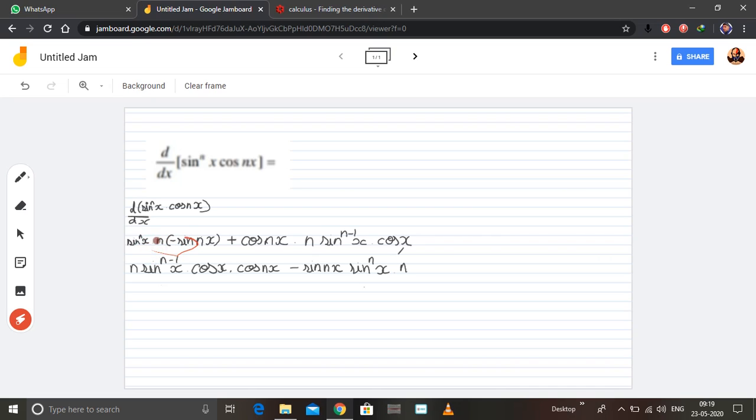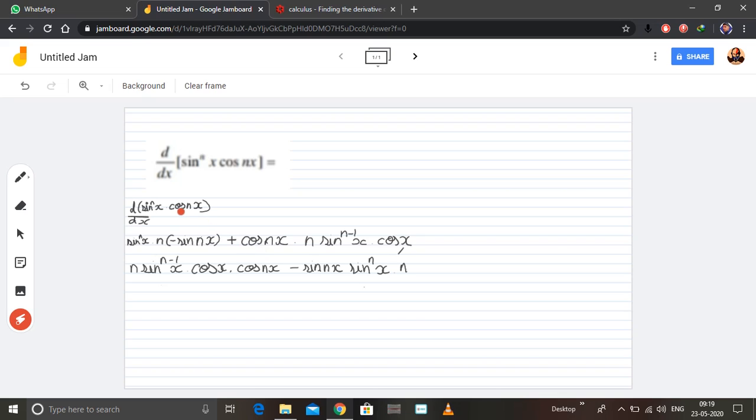Now how I got this term: I differentiated cos nx. What is the derivative of cos x? It's minus sin x. Since we have nx here, it will be minus sin nx, and after that we differentiate nx. On differentiating nx, I got n. So we have completed the part u into dv by dx. Now for the part plus v into du by dx.